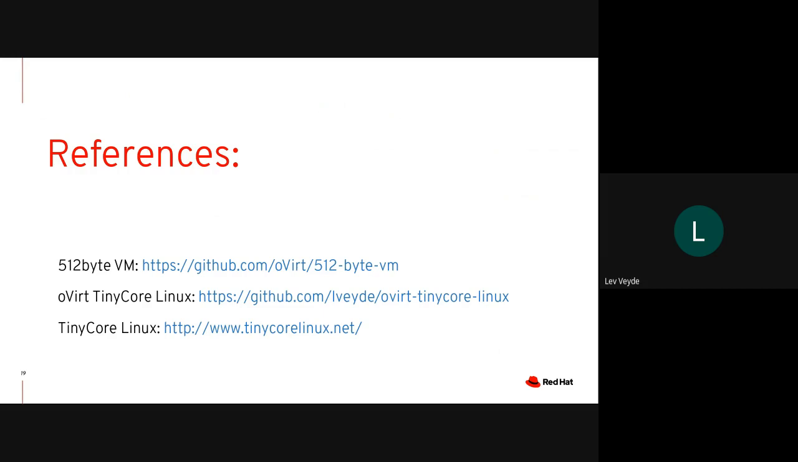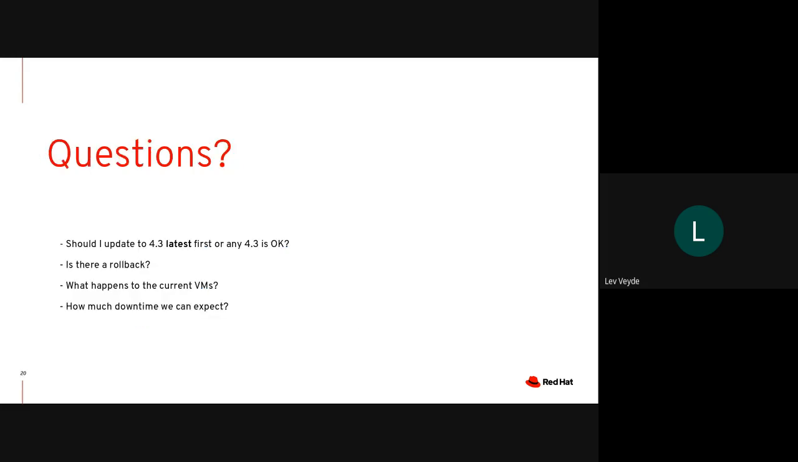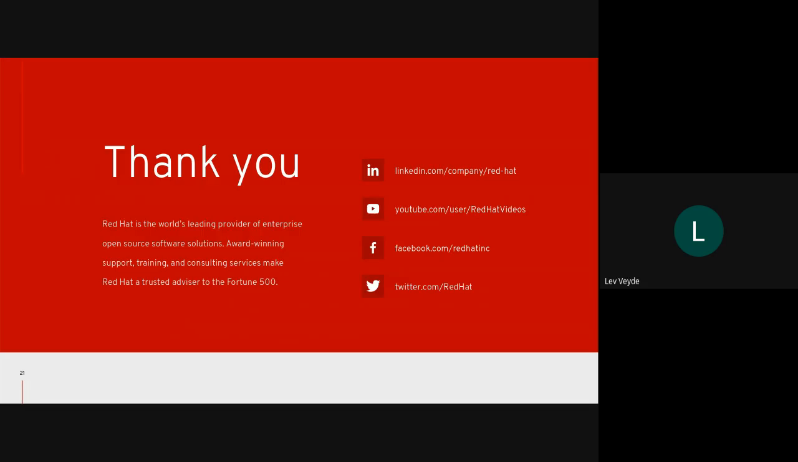This is the project. By the way, you can clone the repo, fork the repo in your own GitHub account, make modifications, and it will be rebuilt because we are using built-in GitHub runners. So you can easily play with the project and modify it. And the last one is the link for the base Tiny Core Linux. Okay, sorry, this one is irrelevant. So any questions?